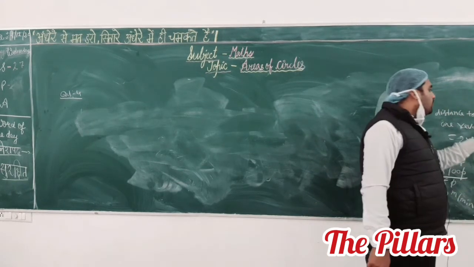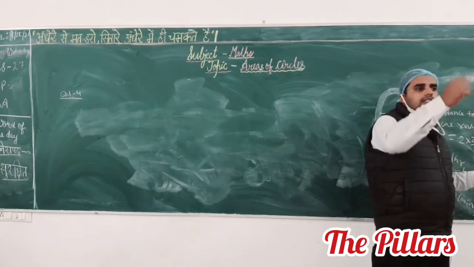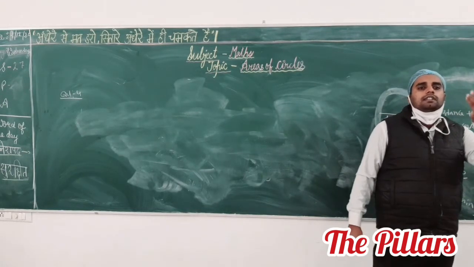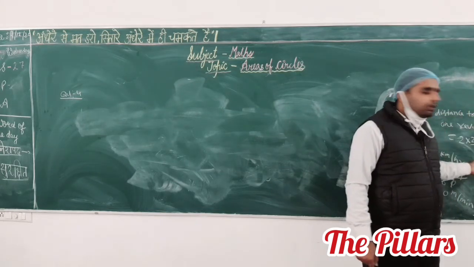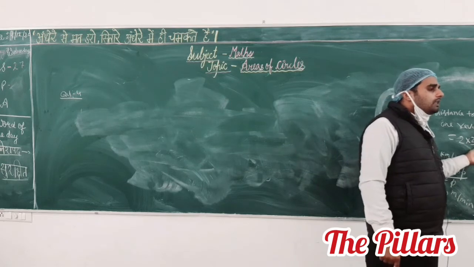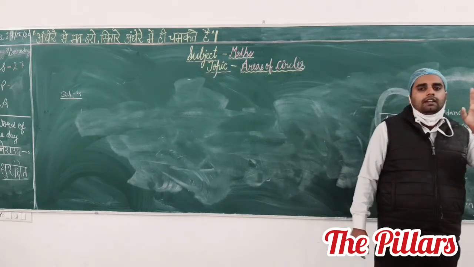It means first we have to calculate the distance of one revolution, and the wheel is circular. It means the distance of one revolution equals the circumference. This is 2 pi r. And 2 pi r equals 2 into 22 by 7 into 40. Till here, does anyone have a problem?